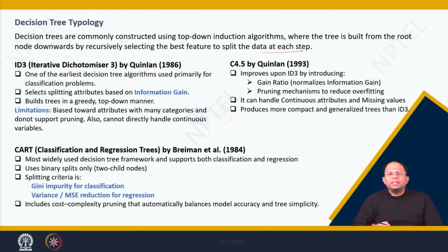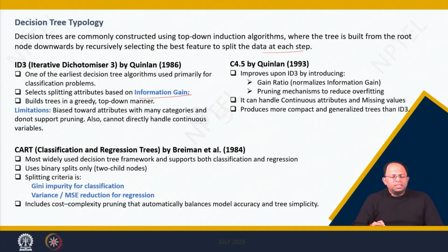And then there are several algorithms that we use. One very important algorithm is ID3, Iterative Dichotomiser 3, which was proposed by Quinlan in 1986. This is one of the earliest decision tree algorithms, and it is mostly used for classification problems, not for regression tasks. It selects splitting attributes based on information gain, and we will show you how to do that. It builds trees in a greedy top-down manner.